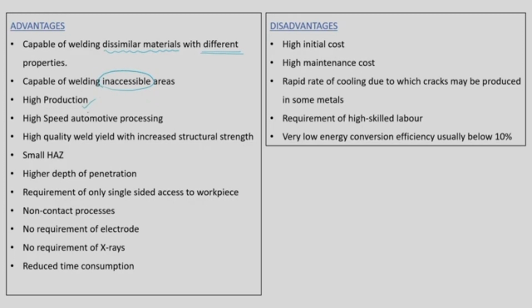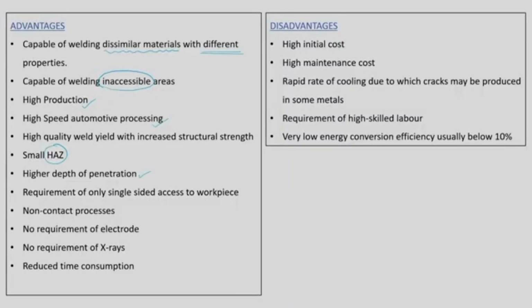Production capacity is very high by using robots and CNC machines. Now, we can weld the materials at a very fast rate. High speed automation is possible using the lasers. The heat affected zone is less in comparison with gas welding or arc welding, because we are applying the heat energy at a very small portion. So, therefore, the heat affected zone would be less.